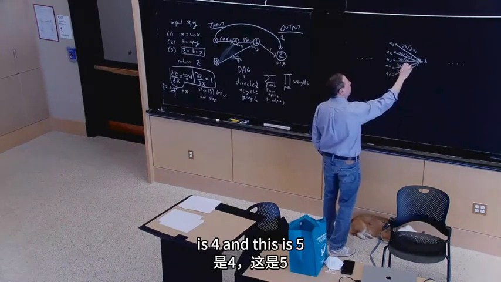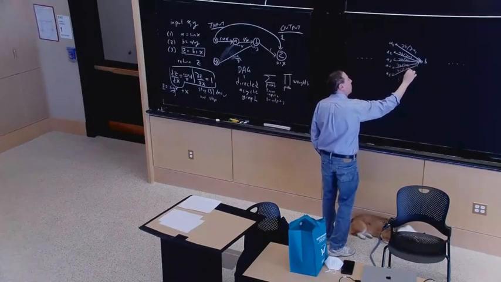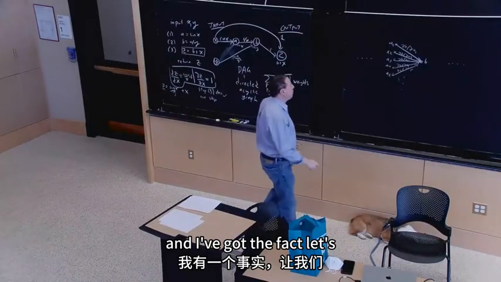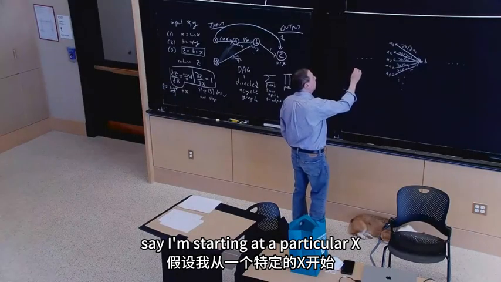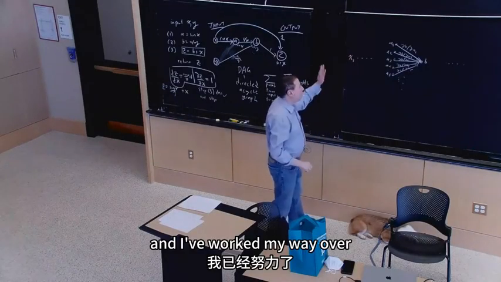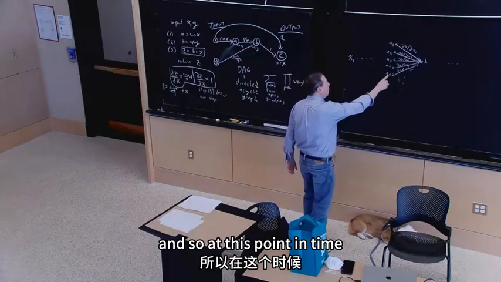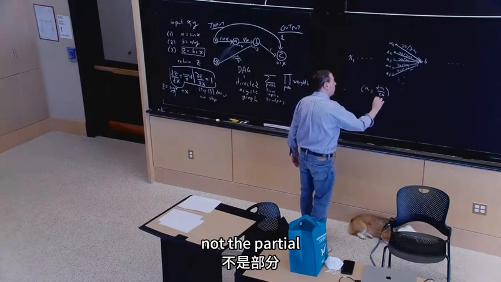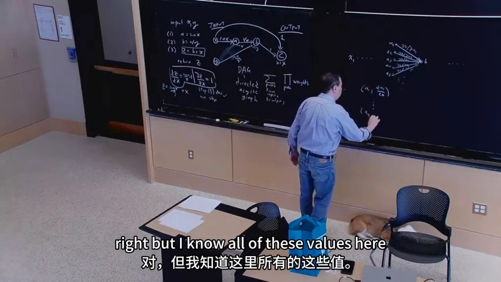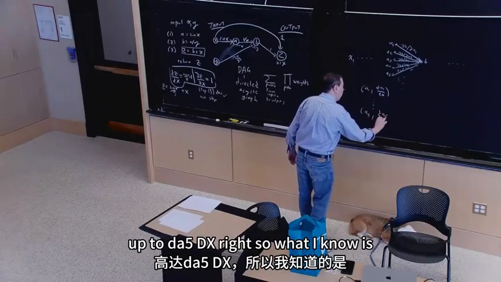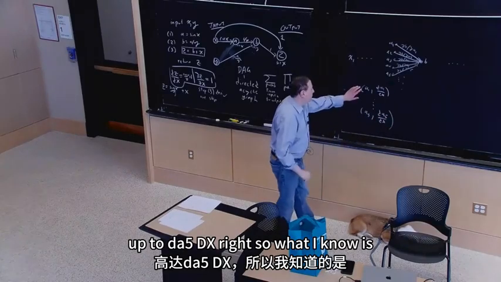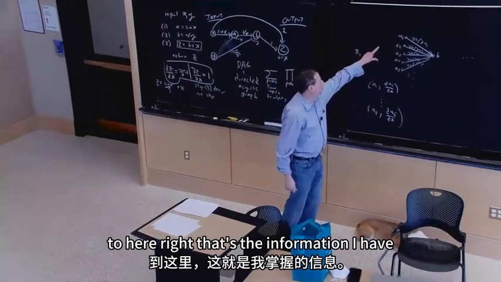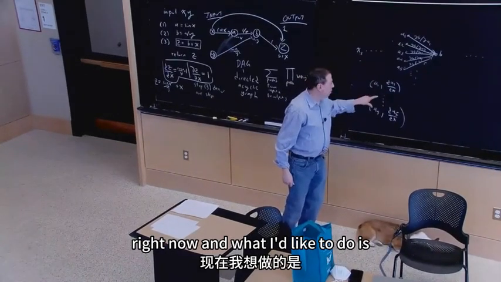dB d4, and this is 5, and so forth. I'm just going to put these down. Let's say I'm starting at a particular x, let's call it x1, and I've worked my way over. At this point I know a1 and I know dA1/dx, not the partial. I know all of these values here, dA1 up to dA5/dx. So what I know are the paths that take me from this input to here.